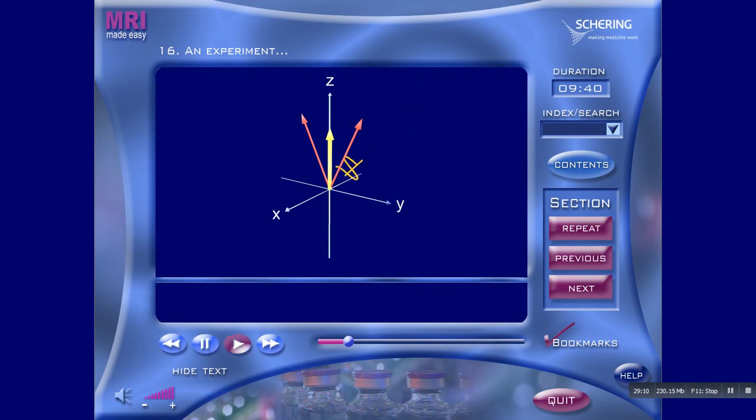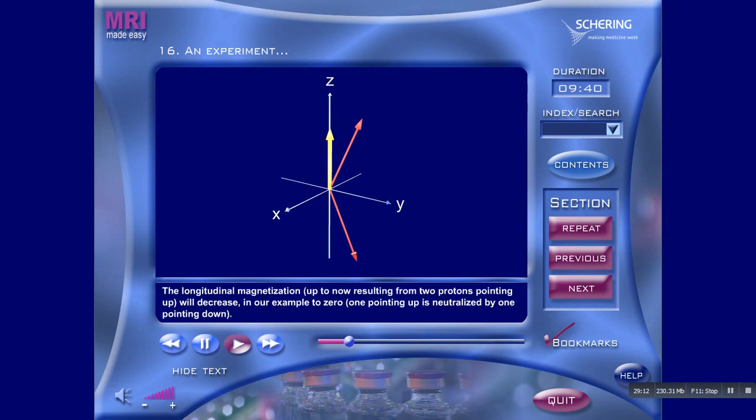The longitudinal magnetization, up to now resulting from 2 protons pointing up, will decrease. In our example, to 0. 1 pointing up is neutralized by 1 pointing down. But, as both protons are in phase, there is a new transversal magnetization which had not been there before. Try to imagine tilting a longitudinal magnetic vector 90 degrees to the side.